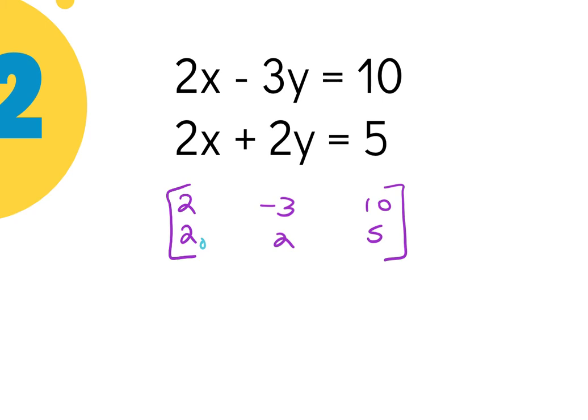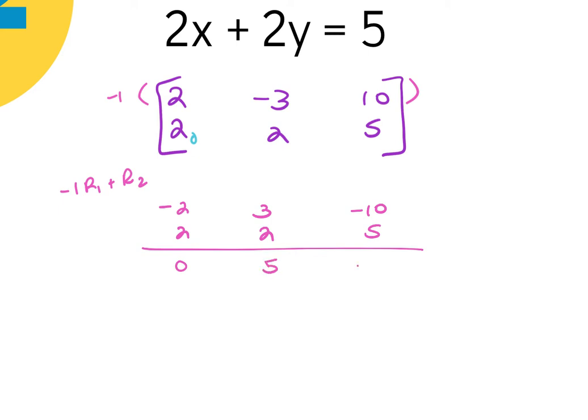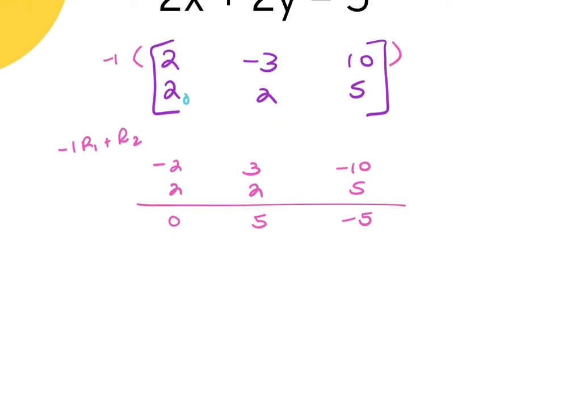Multiply either one by -1 and then add it, right? It does not matter which one. So let's say -1, row 1 plus row 2. So -1 gets multiplied by row 1: -2, +3, -10, plus row 2: 2, 2, 5. And you get 0, 5, -5. We can replace row 1 or row 2, but we want the 0 in row 2. So we're doing 2, -3, 10, 0, 5, -5.